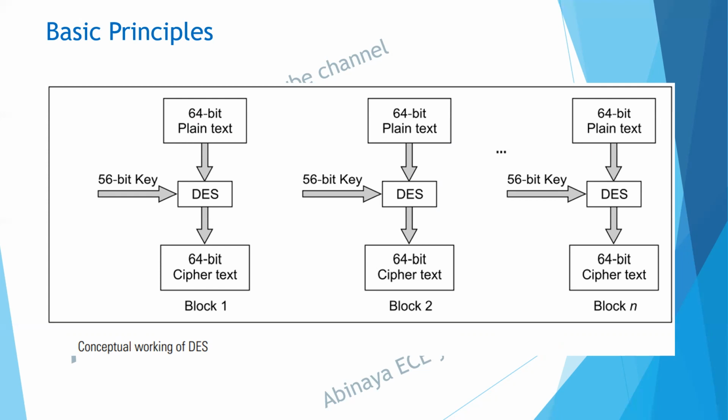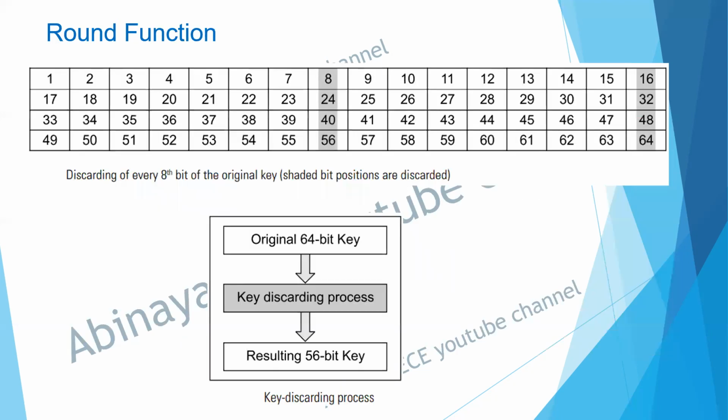Actually, the initial key consists of 64 bits. However, before the DES process even starts, every 8th bit of the key is discarded to produce a 56-bit key. Here we have bits 1 2 3 4 5 6 7 8, so these are the key bits, and in that, every 8th bit is discarded. These are the bits we are going to discard. So from the original 64-bit key, after the key discarding process, we get a 56-bit key.